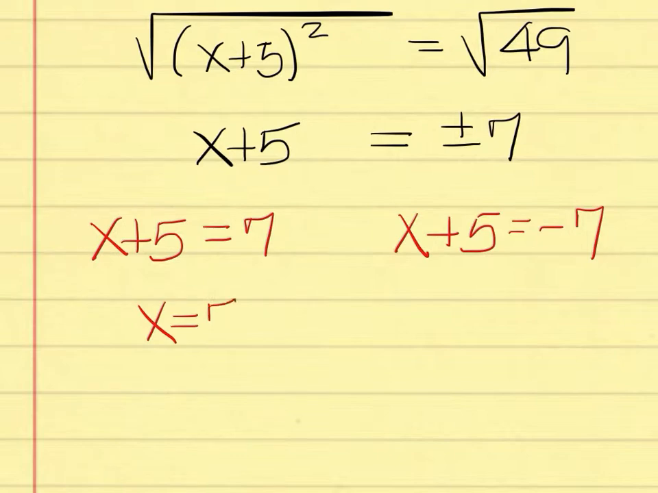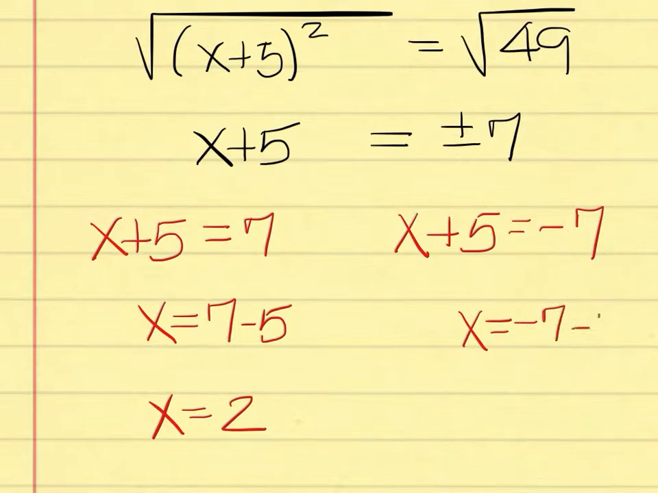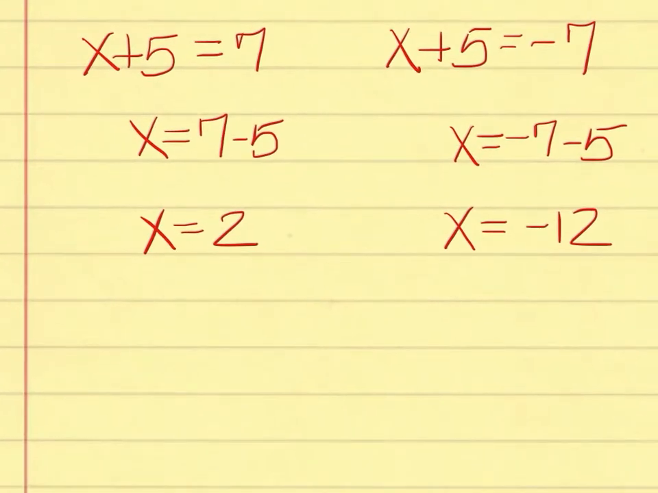On the left, 7 minus 5 is going to get you an answer of 2. And on the right, negative 7 minus 5 will give you an answer of negative 12. So you write the answers as negative 12 or 2.